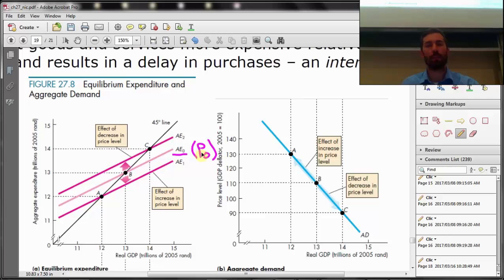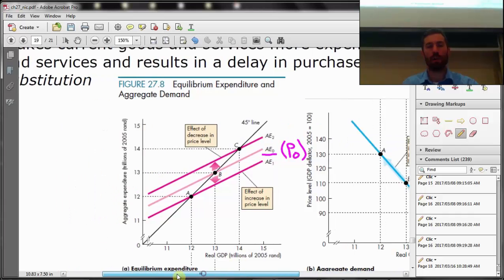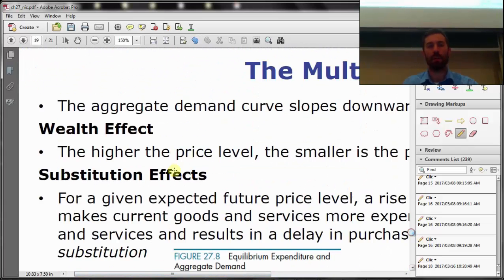What happens if the price level increases? Okay? If the price level increases, there are two effects that we're going to refer to here. A wealth effect and a substitution effect. A wealth effect says that when the price level increases, the current level of your wealth, in other words, your wealth as it sits in any kind of nominal value, in other words, if you have savings in a bank account, for example, right?